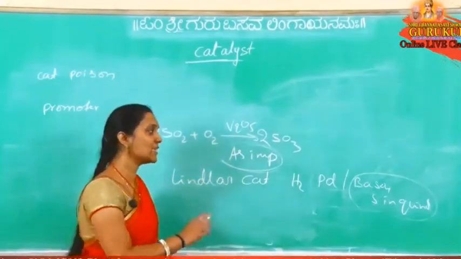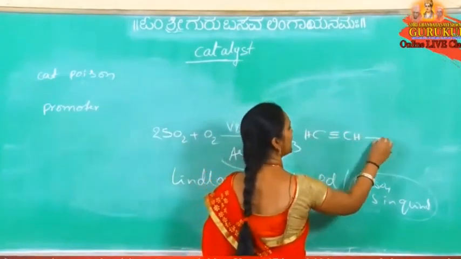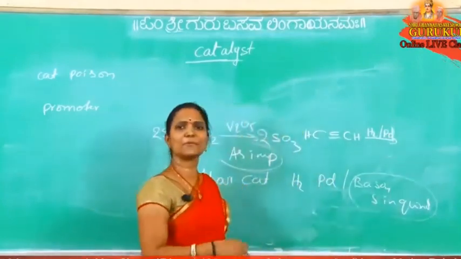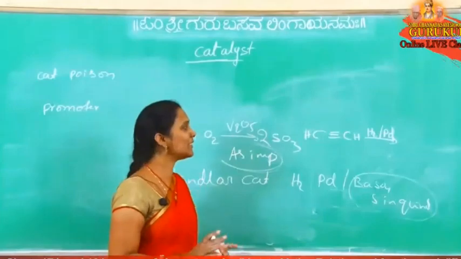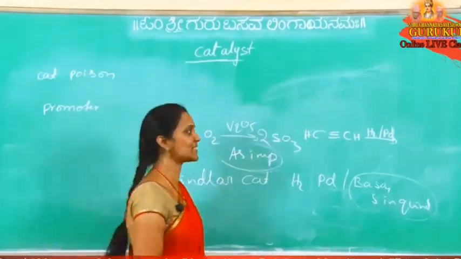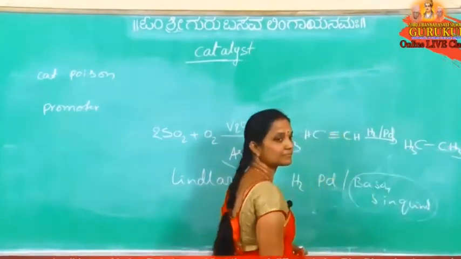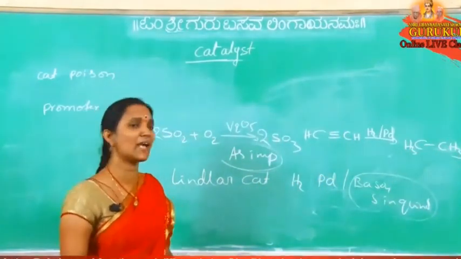Complete reduction takes place. If this one, for example, CH triple bond CH, hydrogen in the presence of platinum or palladium is given, what is the product obtained? Complete reduction. In organic reactions, remember, reduction is just addition of hydrogens. Now it changes to CH3CH3. Okay, this is complete reduction. Two pi bonds are replaced by hydrogens.